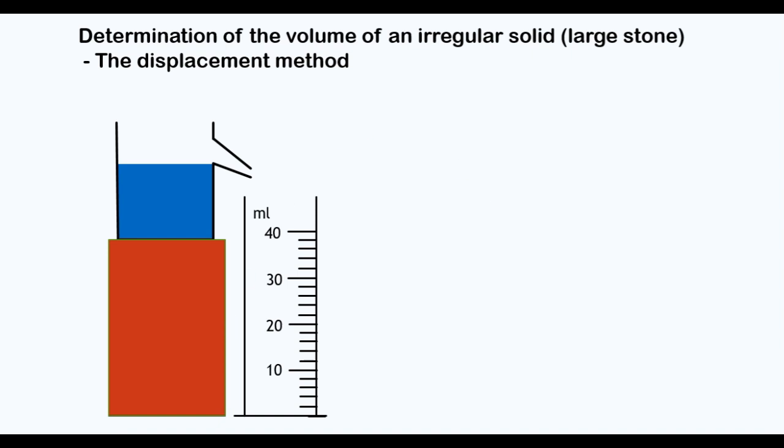Now, what if the irregular solid is too big to be placed in a measuring cylinder? For example, a large stone. We can still find the volume of this stone using the displacement method, but in this case we use what we call a displacement gun. A displacement gun has a spout that points downwards. So here the displacement gun is completely filled with water. Any additional water that is added to this gun will overflow down the spout.